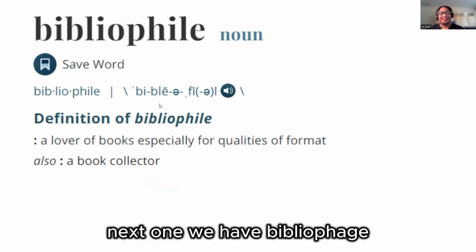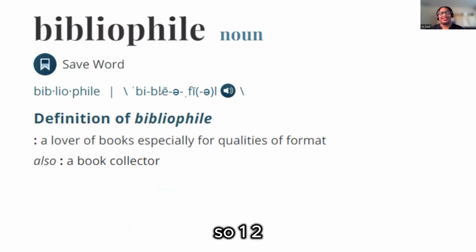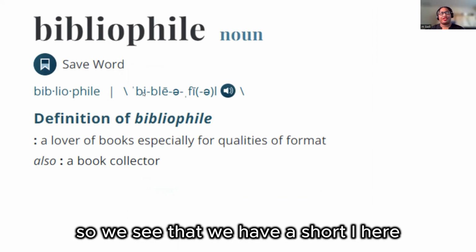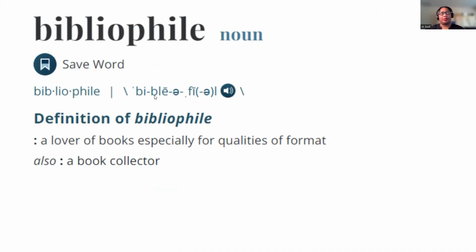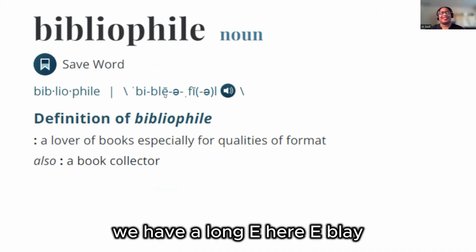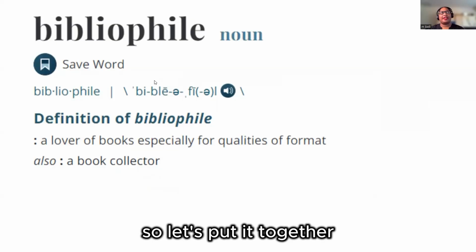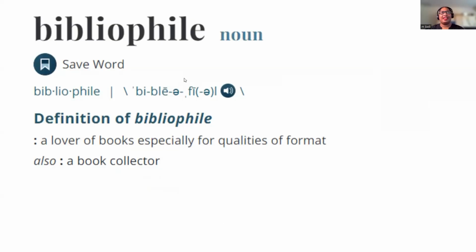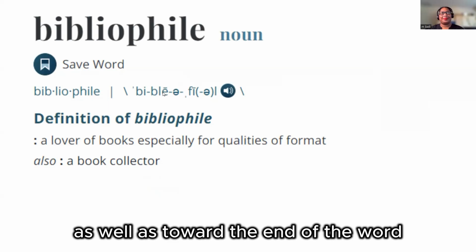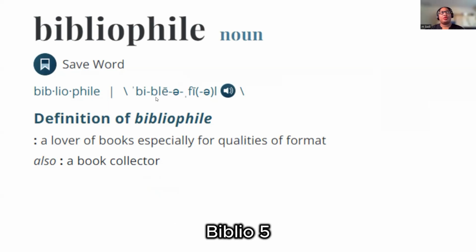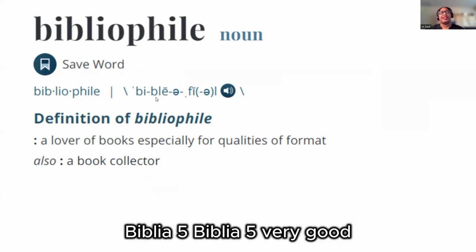Next one, we have bibliophile. So 1, 2, 3, 4, 5. We see that we have a short I here. So "bi," we have a long E here, "blay," and then we have a long I here, "phi." So let's put it together. The emphasis is on the first syllable as well as toward the end of the word. Biblio, biblia, bibliophile. Very good.